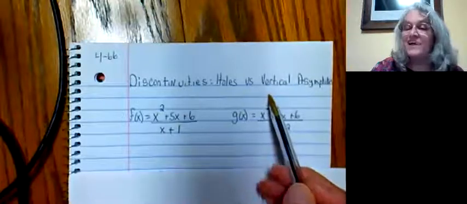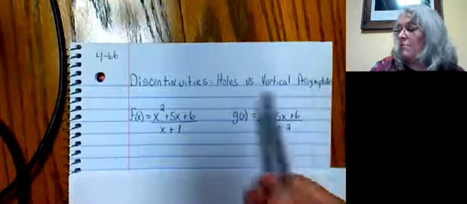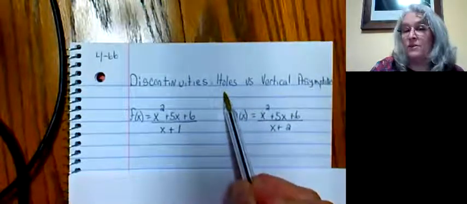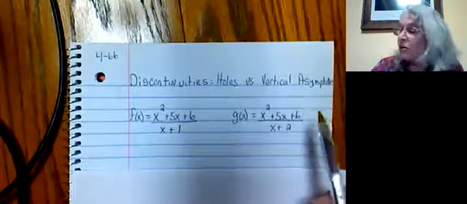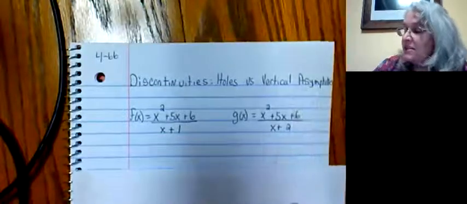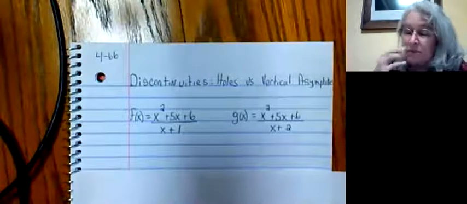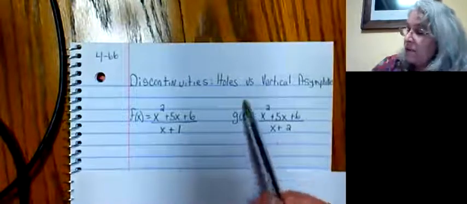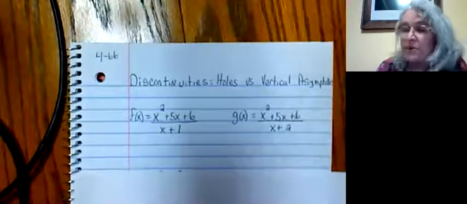The discontinuity you've seen the most has been vertical asymptotes. We're going to talk about holes today as well. I'm going to show you an example of one of each. There are other types of discontinuities. There are slant asymptotes. We are not going to get to those. So for today, all you're going to need to worry about is holes and vertical asymptotes.